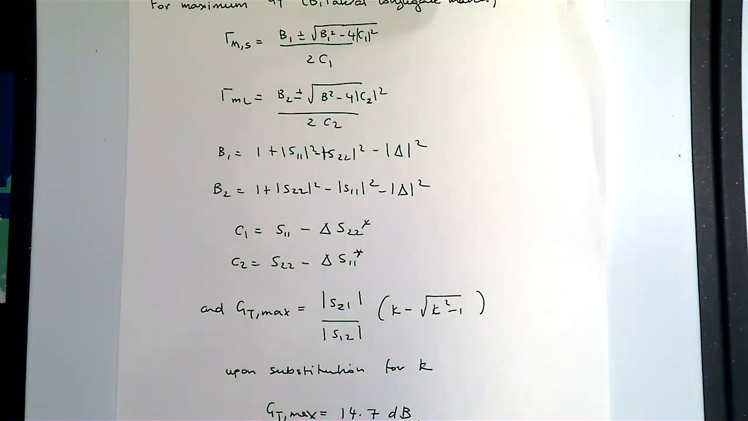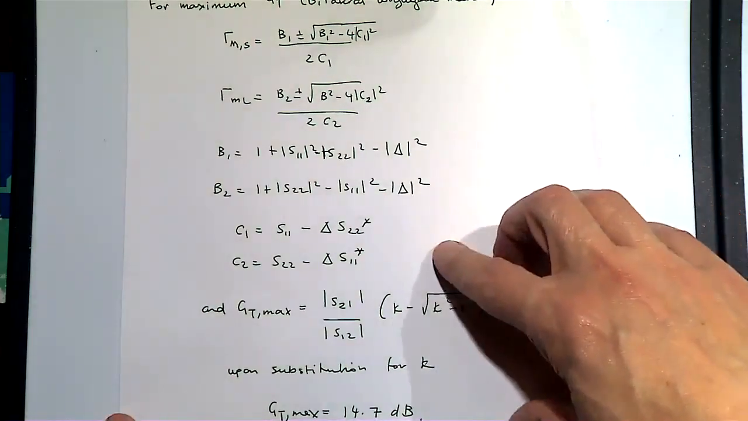And of course, remember, the reason why we're using bilateral conjugate matching is because it gives us the optimal value, but also it takes into account that the output reflection coefficient depends on the input, and the optimal input reflection coefficient depends on the outputs, right? That's the price that we pay once we have S12 not being equal to 0.